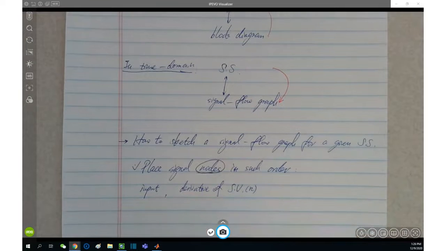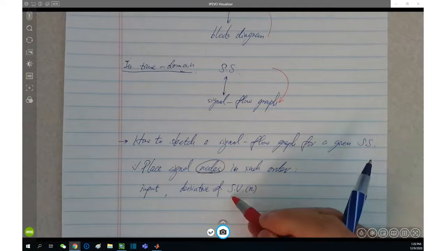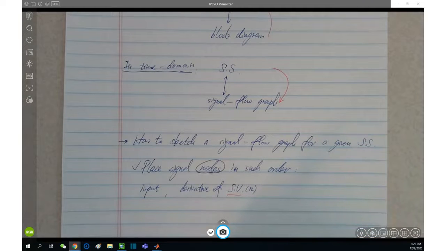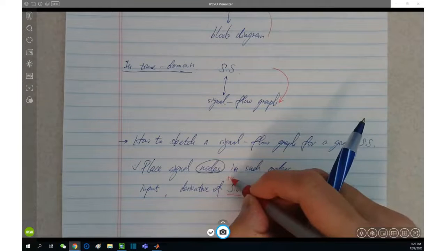Who is SV? Anyone still remember? Who is SV? In the state space representation, who is SV? Of course, we always have more than one SV, but who is it? State variable. Very good. Okay, state variable.